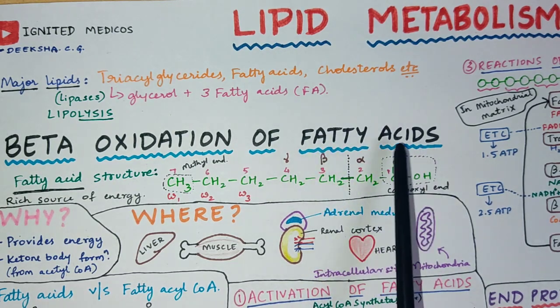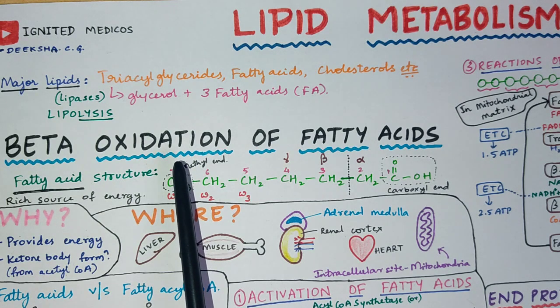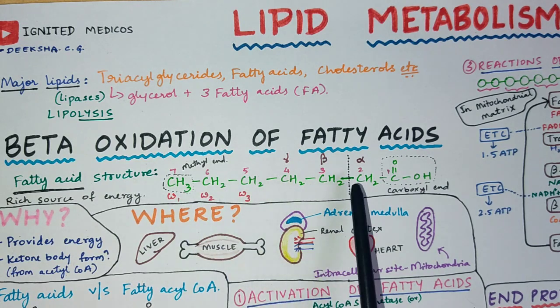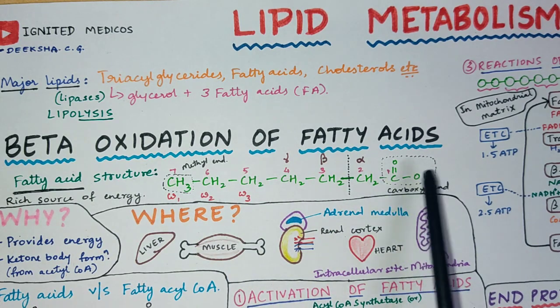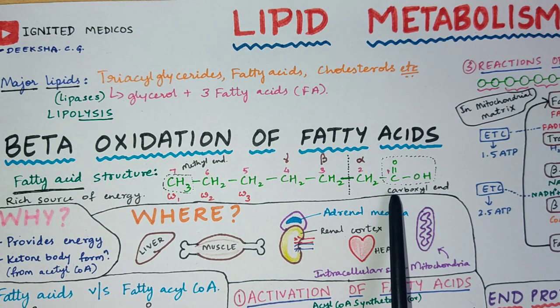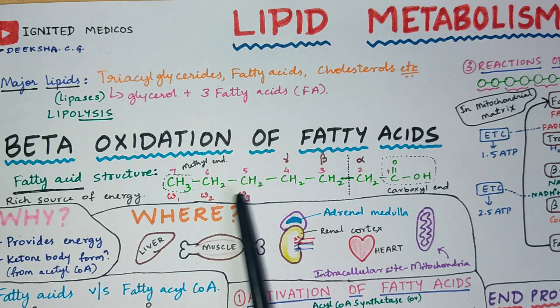The fatty acids undergo oxidation and yield us high amount of energy in the form of ATP, and this is how the structure looks like. This is the long hydrocarbon chain which has a carboxylic acid group at one end, and that end is called the carboxyl end. The other end, which has the methyl group, is called the methyl end. To see the numbering, we will start numbering from the carboxyl end. This carbon is numbered as 1. Adjacent to that carbon is 2, this is 3, 4, 5 and so on.